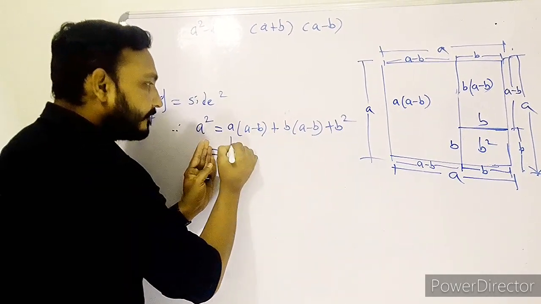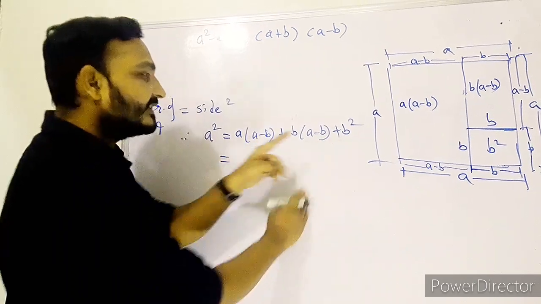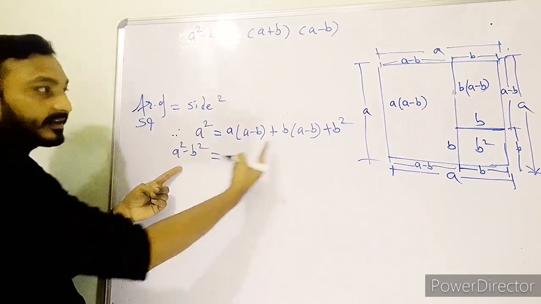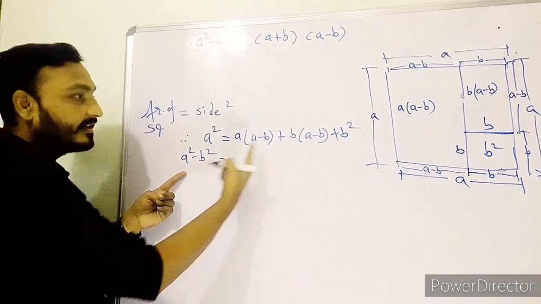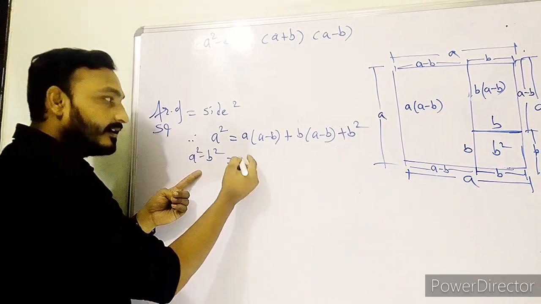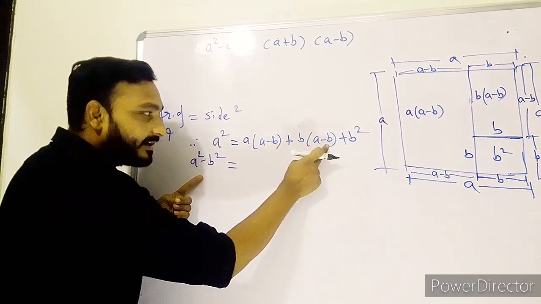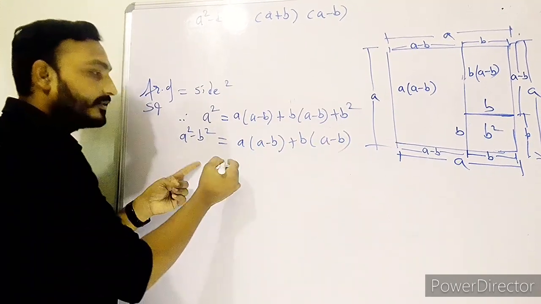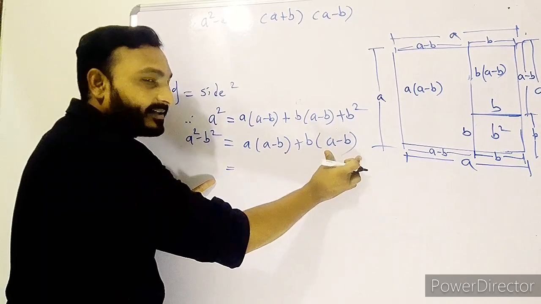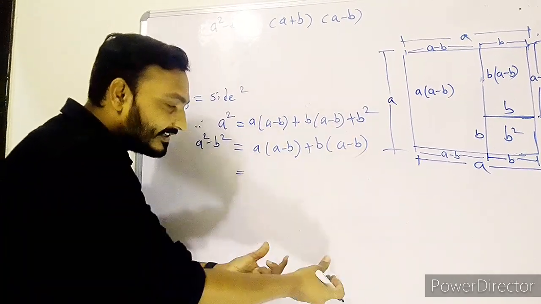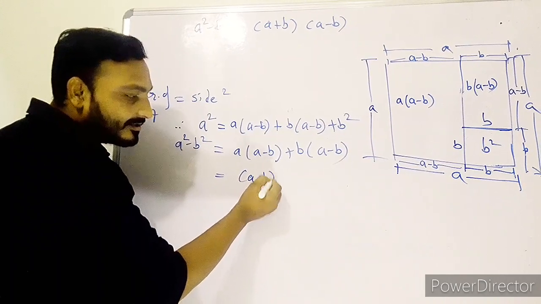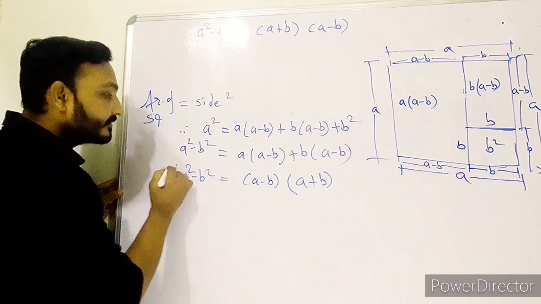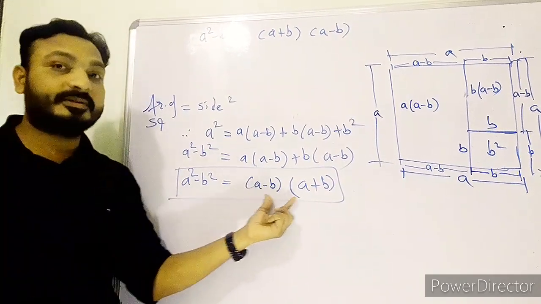Now first of all, just look, this b square you transfer to this side, it becomes a square minus b square. Now what remains? a in bracket (a minus b) plus b in bracket (a minus b) equals to... यहाँ क्या दिख रहा है a minus b, यहाँ क्या दिख रहा है a minus b, तो इन दोनों में से a minus b को कॉमन ले लो, तो अंदर क्या बचा a plus b. Now look at this: a square minus b square is equals to (a minus b)(a plus b).